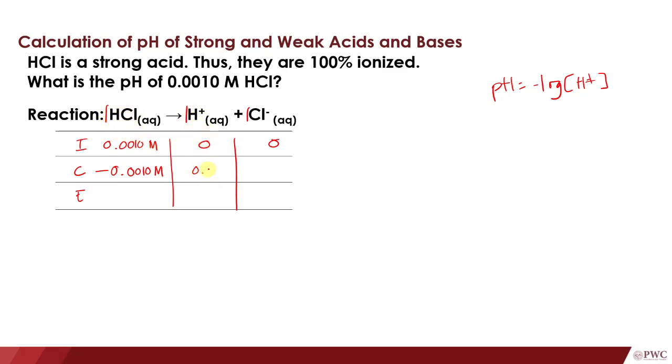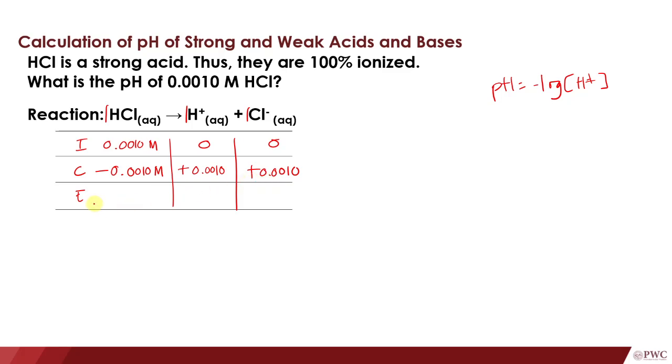That's also 0.0010. The same thing for Cl minus, that's equal to 0.0010. Again, that's based on the ratio in the balanced chemical equation. 1 to 1 to 1 means whatever is lost from this one is gained by the same amount on the products. And since these are the products, we put a plus here because they are increasing in concentration over time.